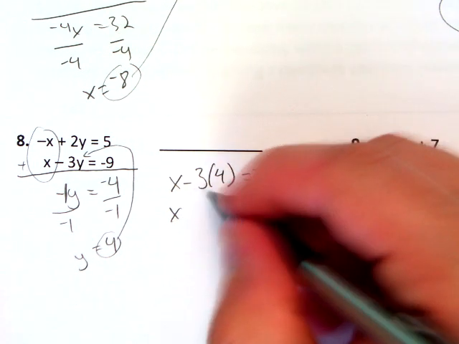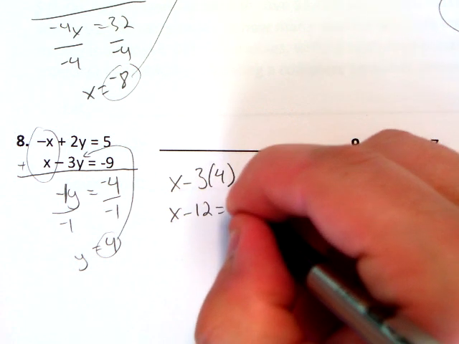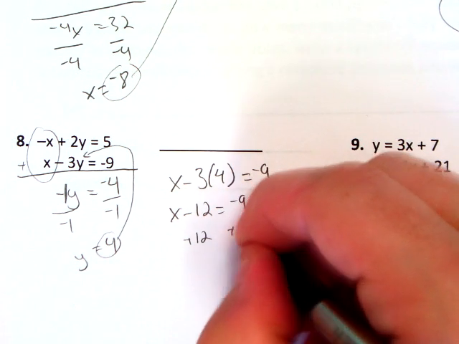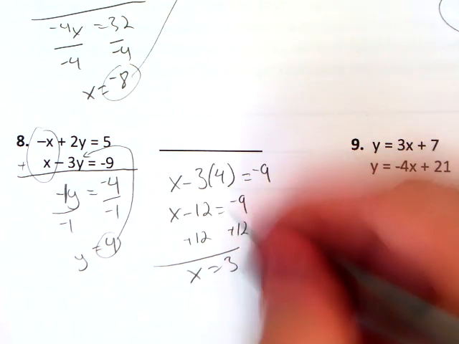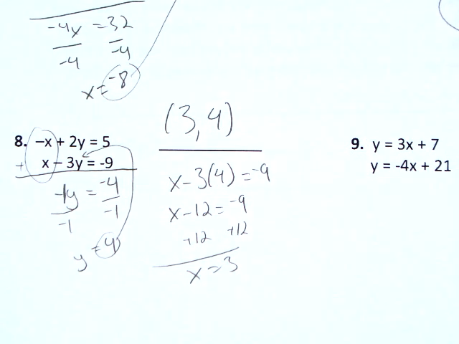If I start undoing or simplifying this, so 3 times 4 is 12, so I have x minus 12 equals negative 9. Add 12 to both sides. Negative 9 plus 12 is 3. So my solution is 3, 4.